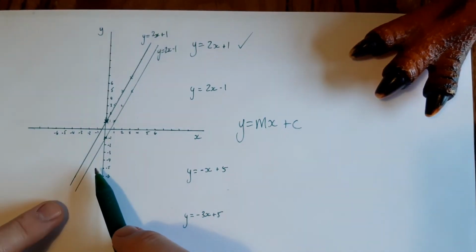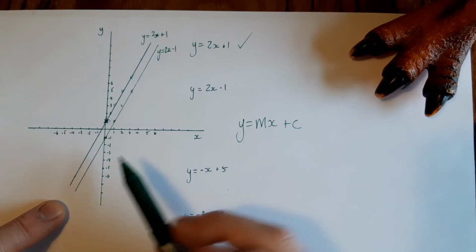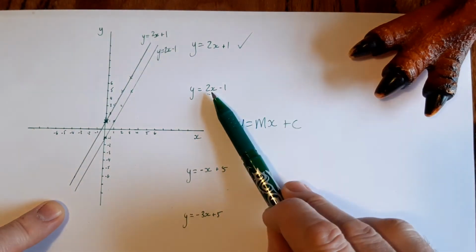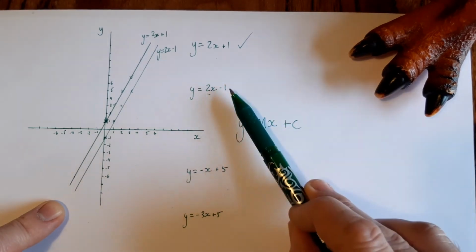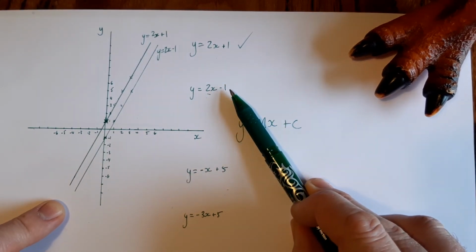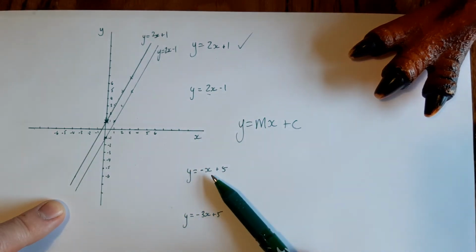These two lines are in fact parallel because they have the same gradient, which means the same slope. They just go through the y-axis at different points. Awesome. The ones below, we're going to quickly plot those.